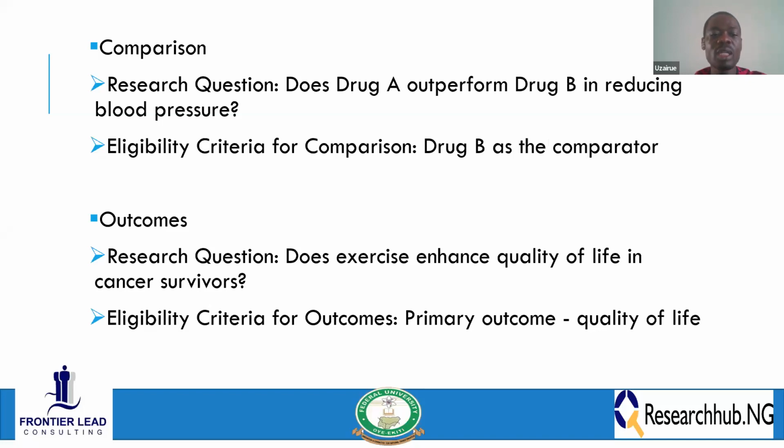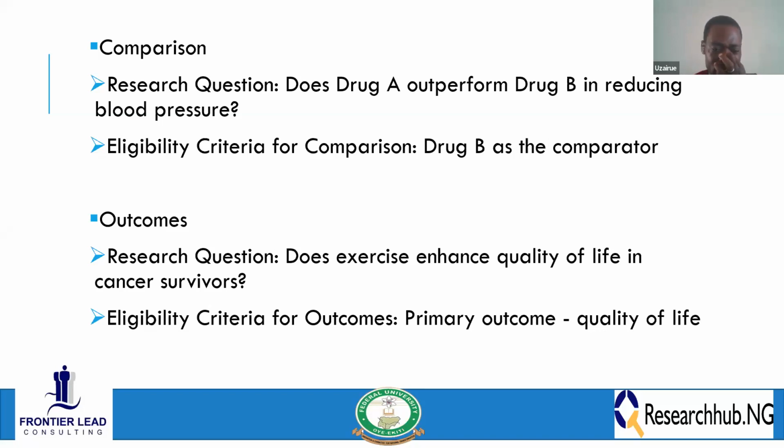So in this case, the eligibility criteria for comparison would be that drug B is the comparator, while drug A is actually the treatment. Then the outcome. An example of an outcome question that could lead to eligibility criteria would be, does exercise enhance quality of life in cancer survivors?